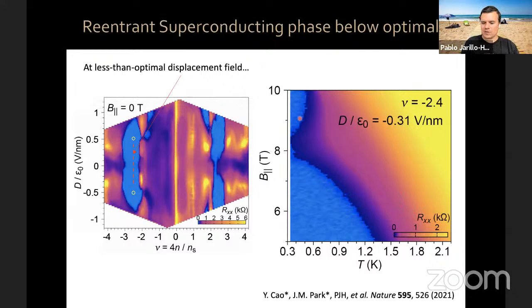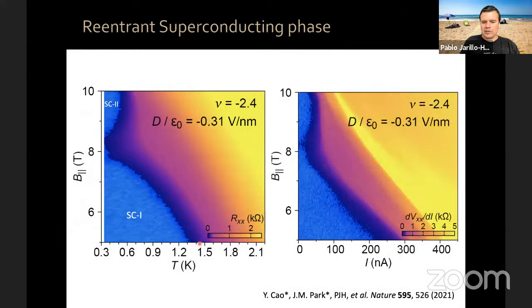Okay, we can see that there are these superconducting one and superconducting two regions, phases, as a function of magnetic field. This can be seen not only at the level of TBKT, but if you also measure the critical currents from the differential resistance versus current bias, you can also see that the critical current decreases and then increases again, okay? And you have these one and two regions.